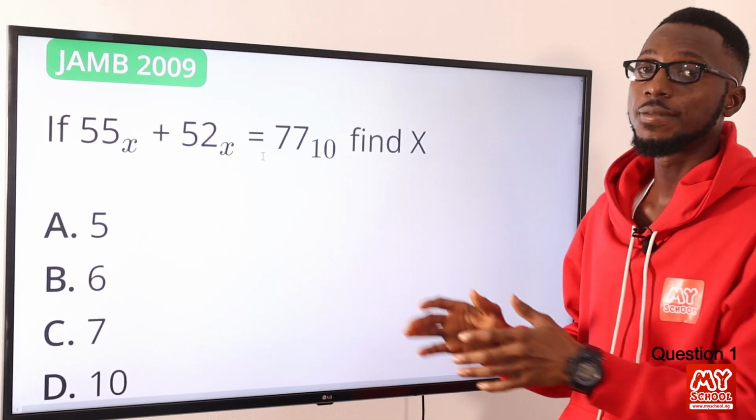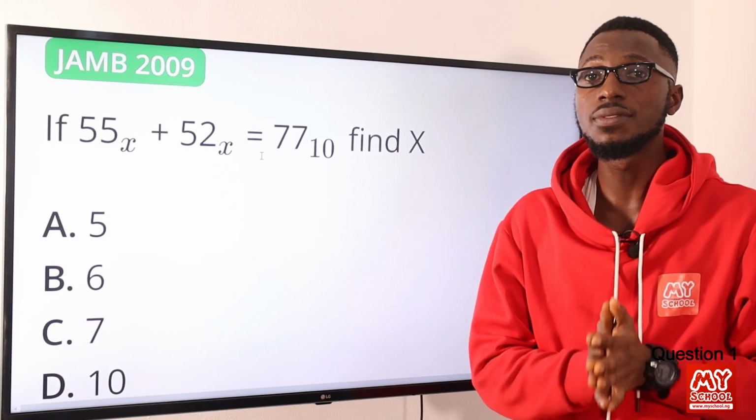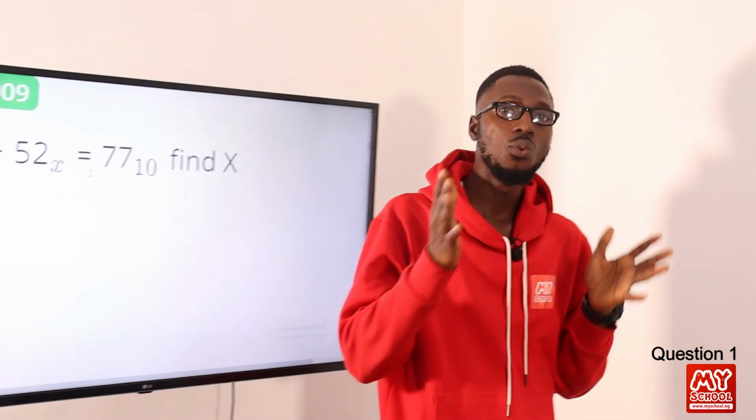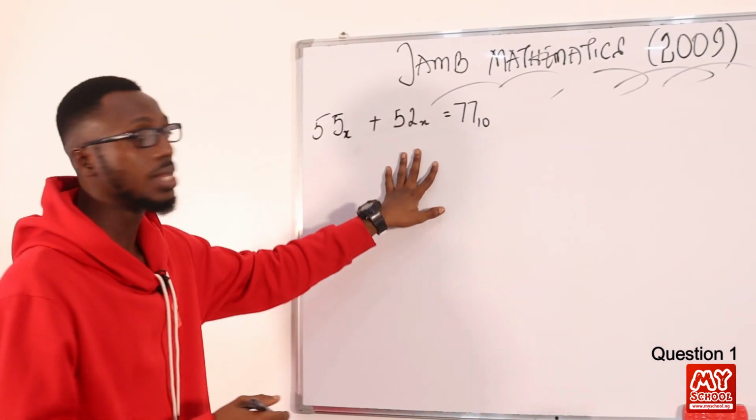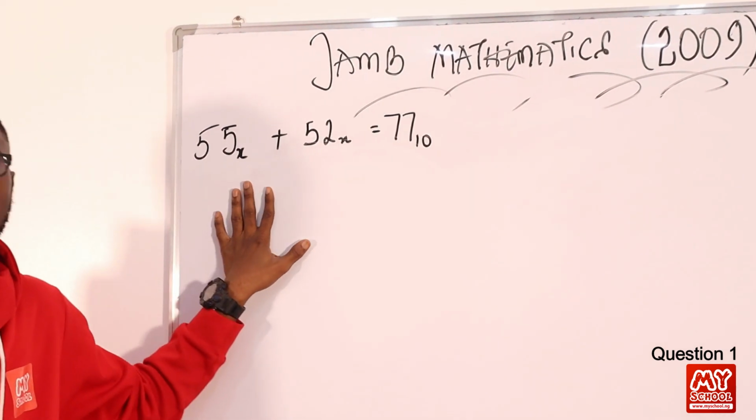So we have, if 55 base x plus 52 base x equals 77 base 10, find x. So the question requires that we find what base this operation was carried out. So what we can do is use the expansion formula.